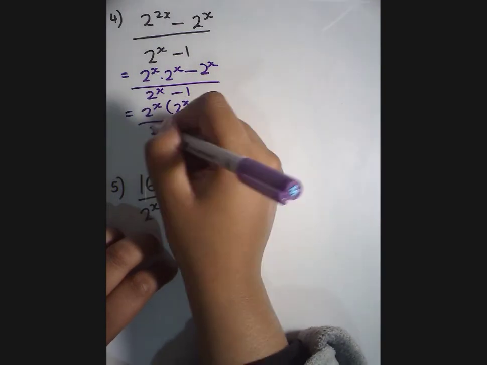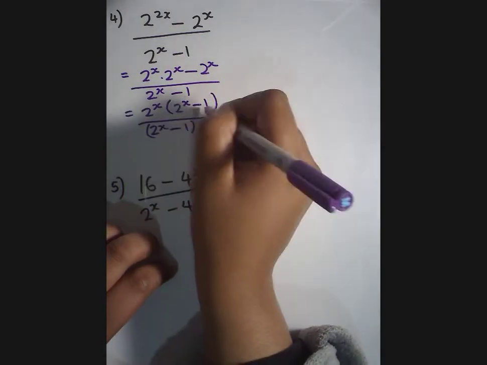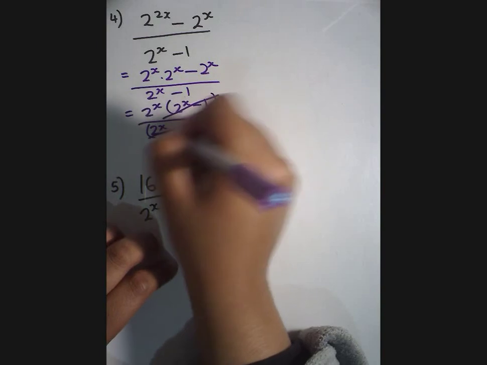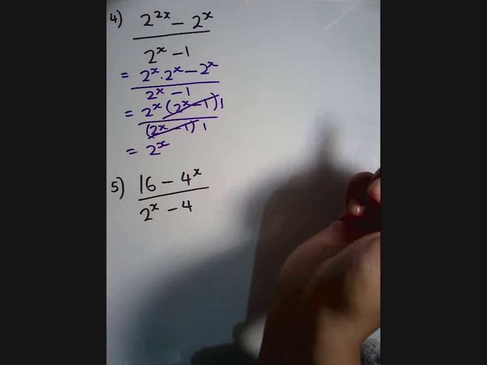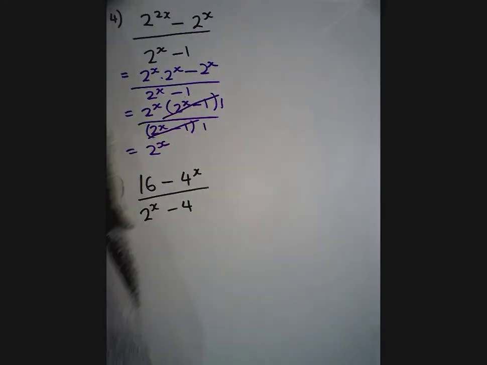Now this whole thing at the bottom is the same as the top. I cancel out like terms, and my final answer is 2 to the power of x over 1, which is just 2 to the power of x. Then let me just check if my answer is correct. Sometimes I'm so paranoid it's not correct. Yeah, it's right. Then I'm going to do the next one.